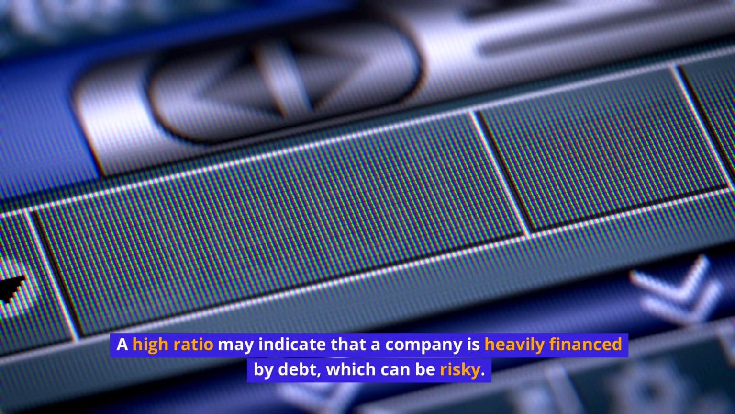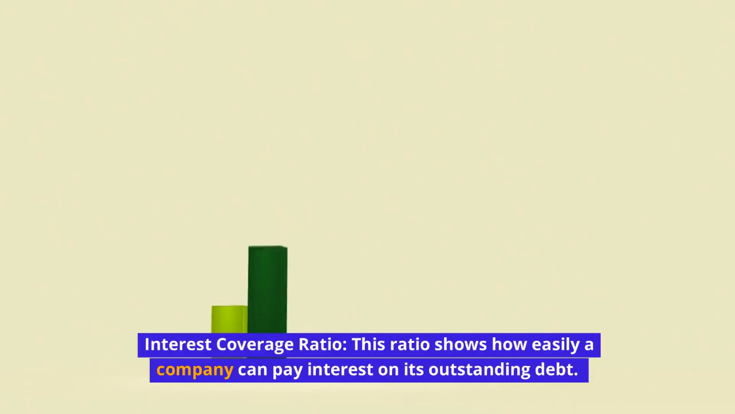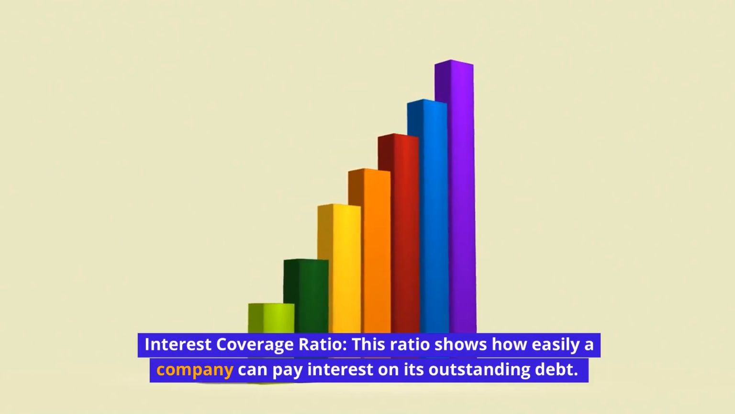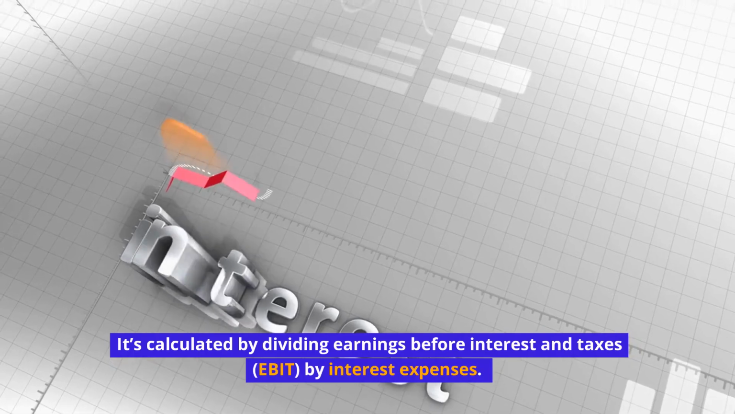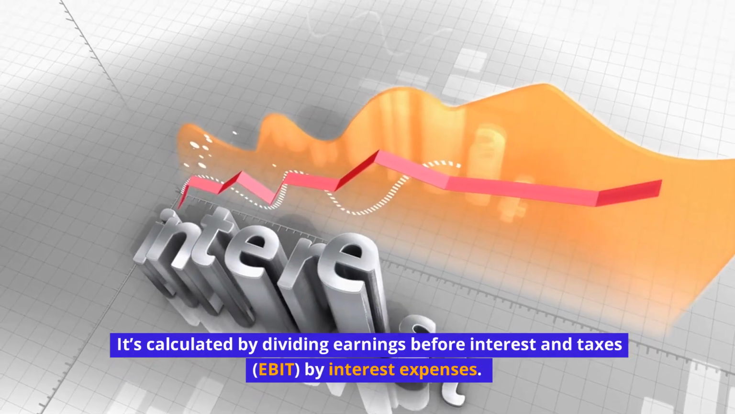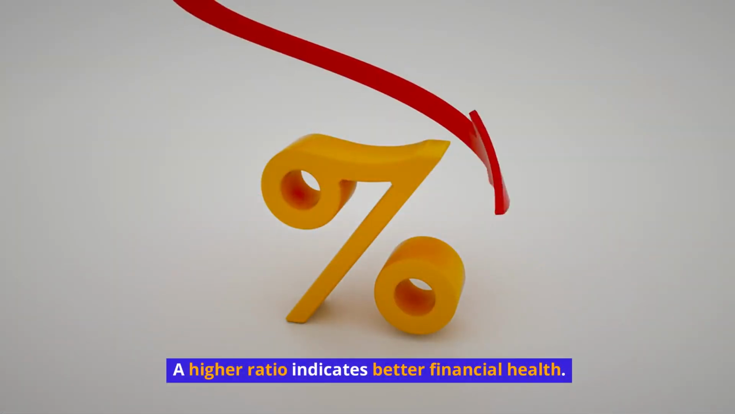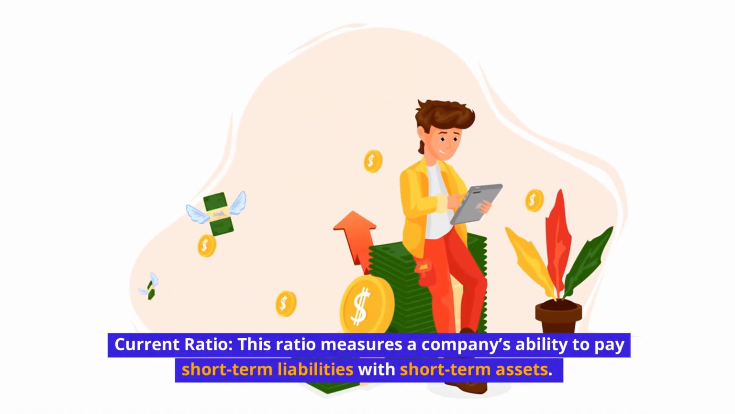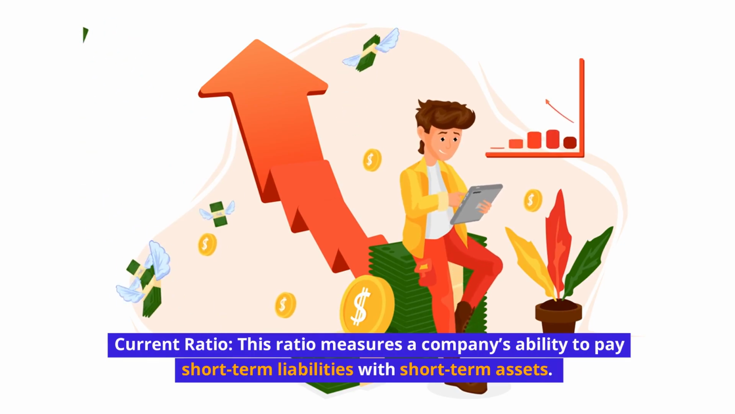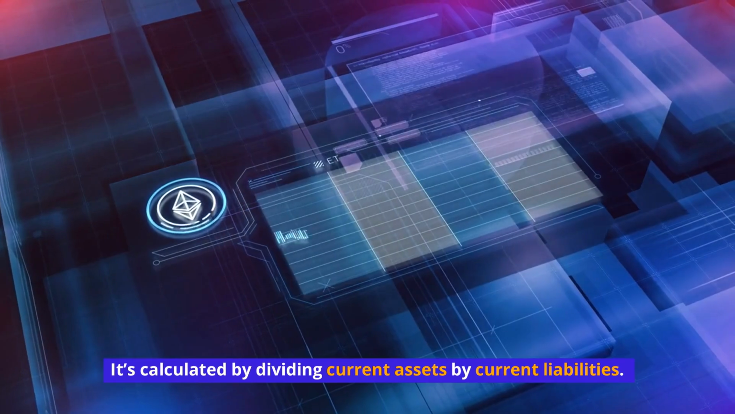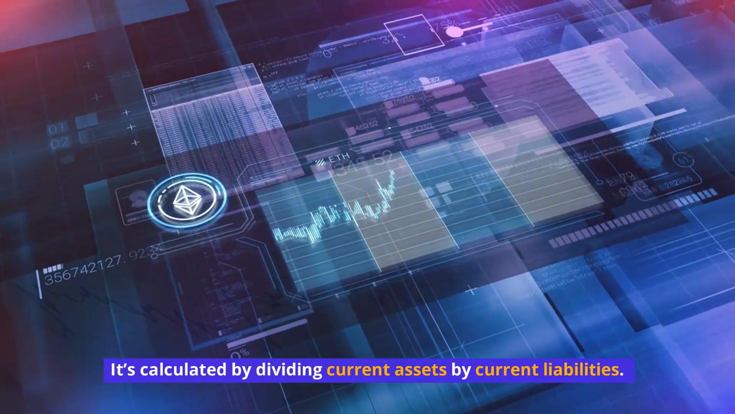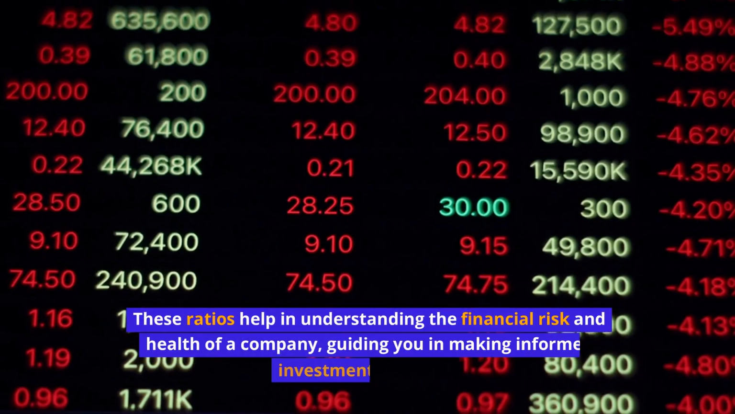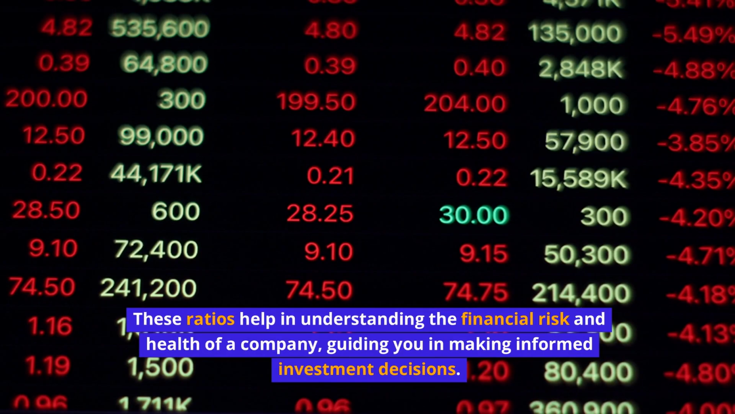Interest coverage ratio. This ratio shows how easily a company can pay interest on its outstanding debt. It's calculated by dividing earnings before interest and taxes, EBIT, by interest expenses. A higher ratio indicates better financial health. Current ratio. This ratio measures a company's ability to pay short-term liabilities with short-term assets. It's calculated by dividing current assets by current liabilities. A ratio above 1 suggests the company can cover its short-term debts. These ratios help in understanding the financial risk and health of a company, guiding you in making informed investment decisions.